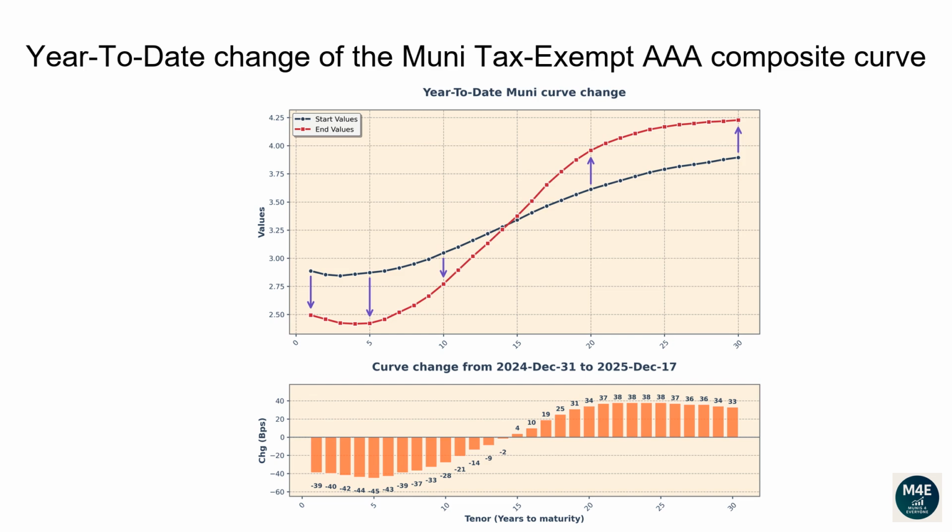The 1-year tenor changed -39 basis points. The 2-year tenor changed -40 basis points. The 5-year tenor changed -45 basis points. The 10-year tenor changed -28 basis points. The 20-year tenor changed 34 basis points. The 30-year tenor changed 33 basis points.